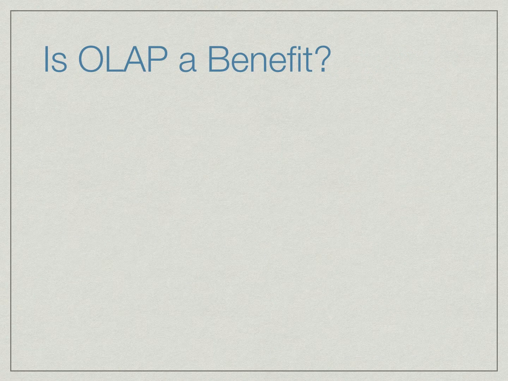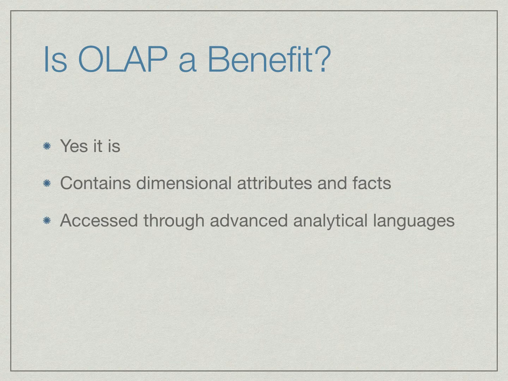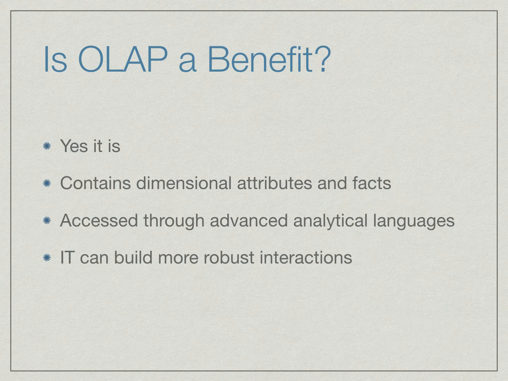One of the tools that we're going to use within our dimension model is an OLAP. OLAP is an online analytical processing cube. Is it a benefit? Yes, it is. Very simply put, it's going to allow us to take a tool that contains both dimensional attributes and facts that are accessed through advanced analytical languages. So this allows our IT department to build a more robust interaction that the client can then see on a near real-time basis. So think of it this way.